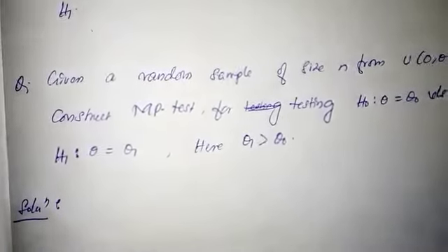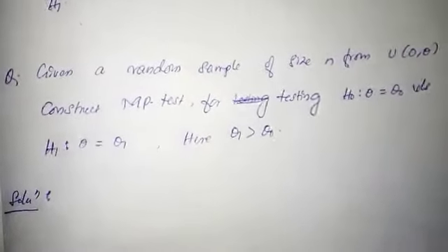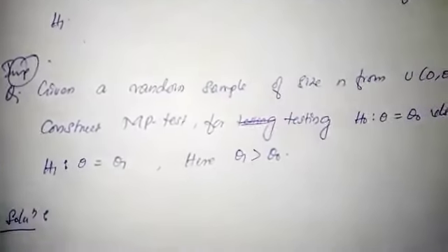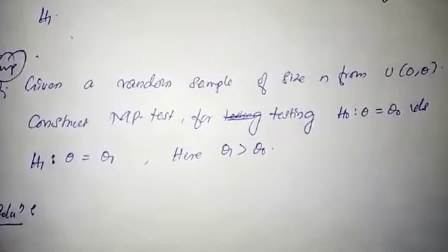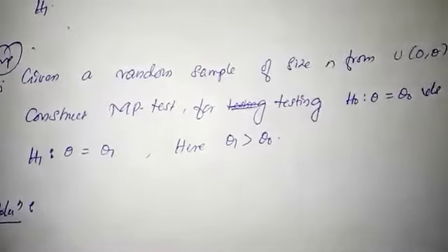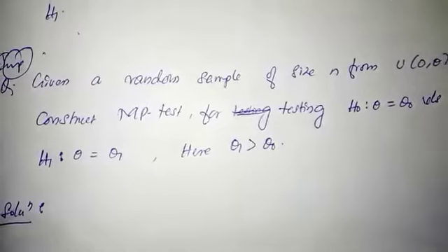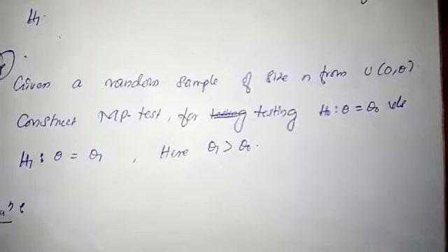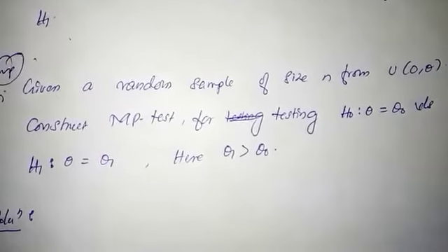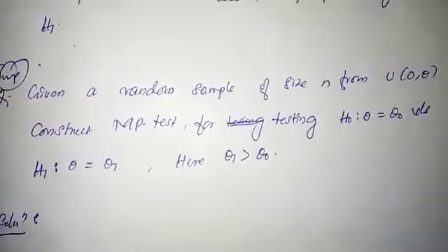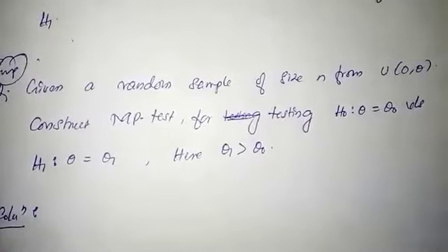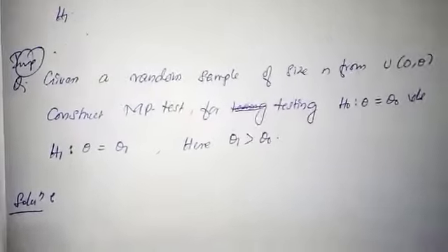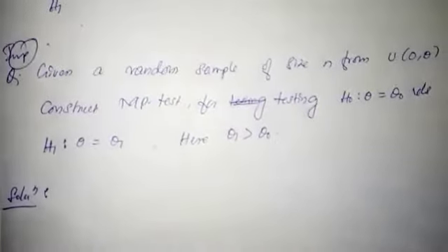Next, we will solve one of the important questions. Okay, that's an important one. Given a random sample of size n from uniform 0, theta distribution, construct the most powerful test for testing H naught: theta equal to theta naught versus H1: theta equal to theta 1. Here theta 1 is greater than theta naught. Okay, so this is the question. So we have to construct the MP test for testing H naught versus H1, right?